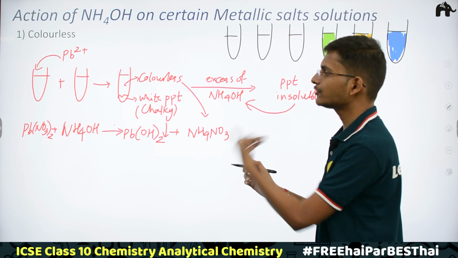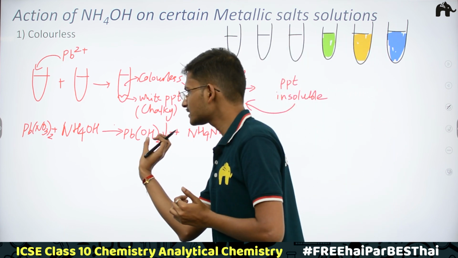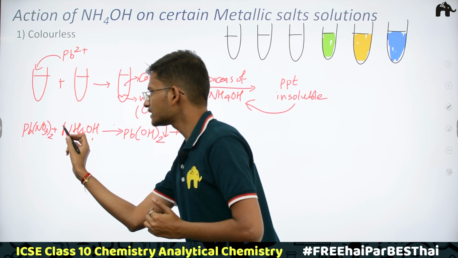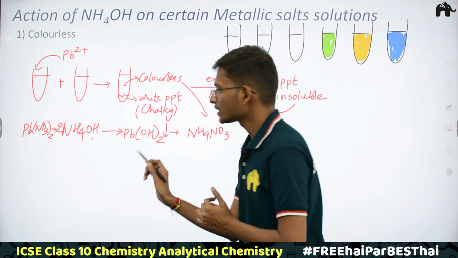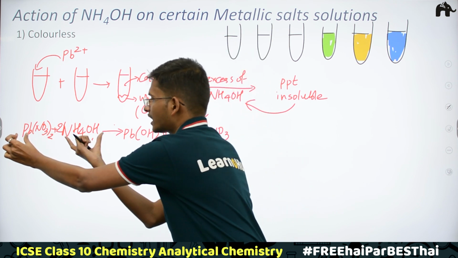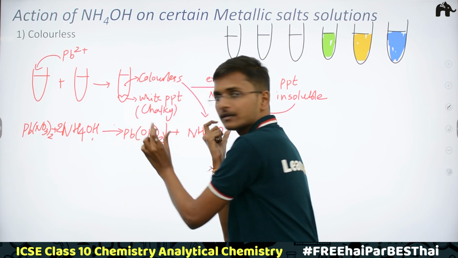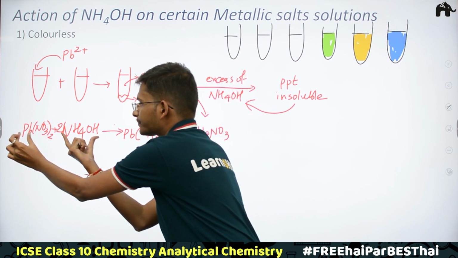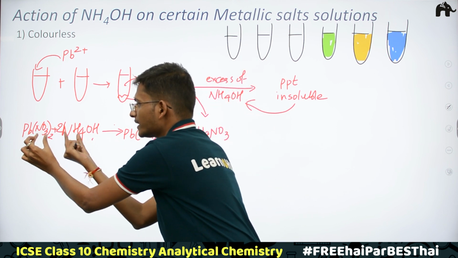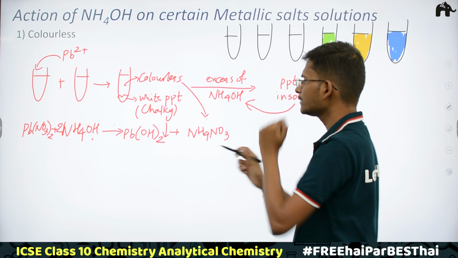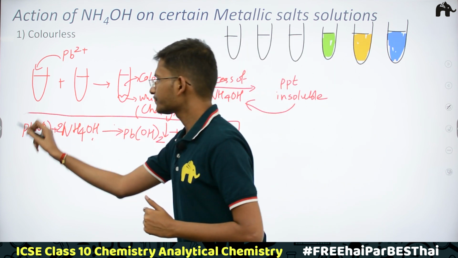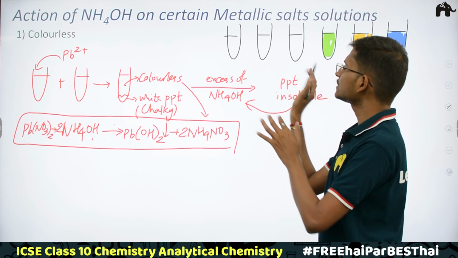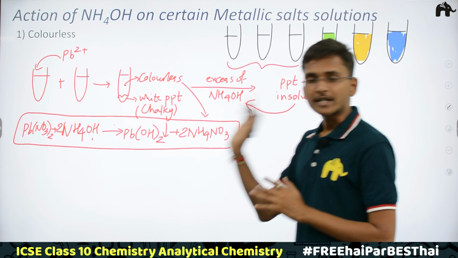Okay, now simply we have to balance it. So 2 hydroxide ions here, we need 2 hydroxide ions then, right? So 2 NH4OH. Now we got 2 hydroxide ions. Okay, then what is remaining? See, 1 lead and 2 hydroxide ions. Okay, lead hydroxide. Now what is remaining? 2 ammonium ions and 2 nitrate ions. So they would simply form 2 ammonium nitrate, and the reaction is balanced. Okay, so in this way we are done with these 3 colorless metallic salt solutions.